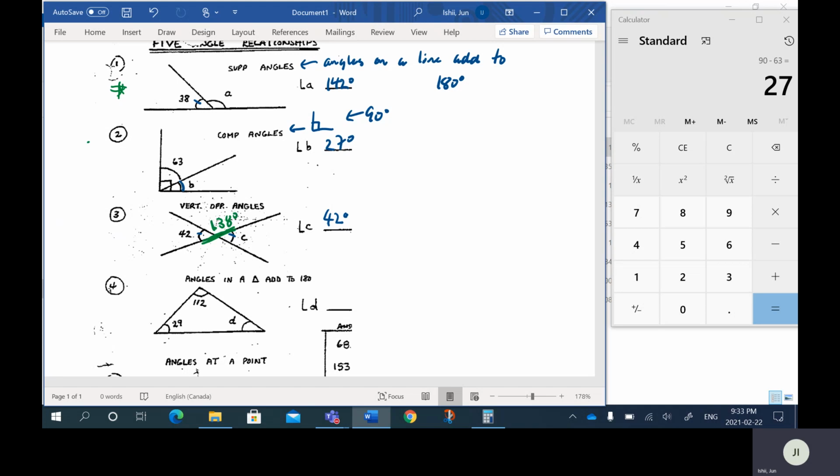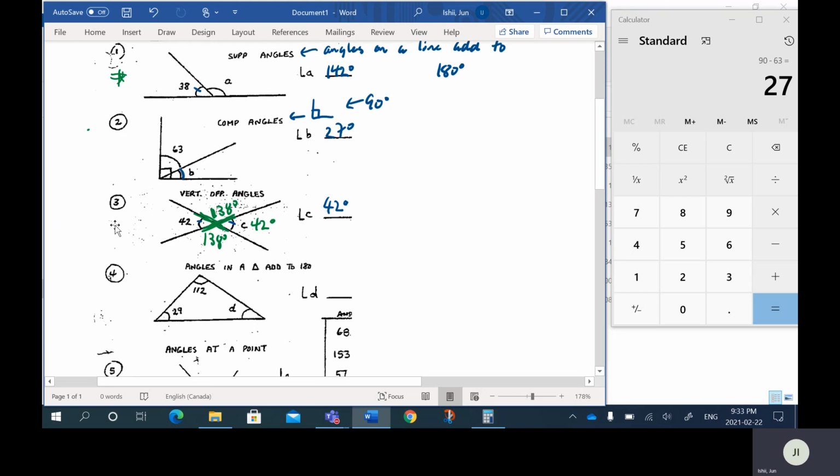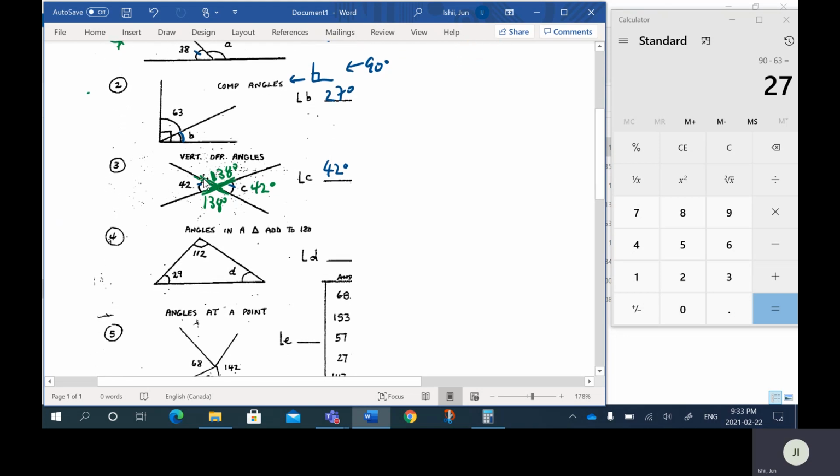Sorry, that's not supposed to be a decimal there, 138 degrees. Now, if I apply the rule again with these two angles, 180 minus 138 gives you 42 degrees again. So that means that these two angles are equal. As well, this angle here is going to be 138 degrees. Basically, when you have two lines that cross, the angles opposite from each other are going to be equal to each other. So whenever you have two lines crossing, the angles across from each other are always equal.